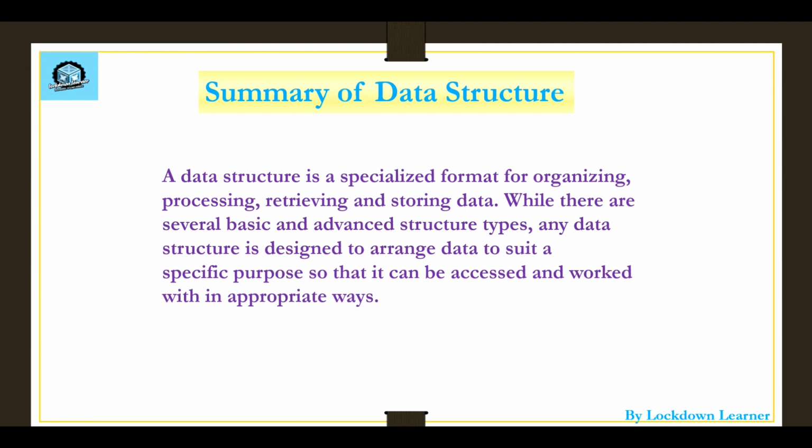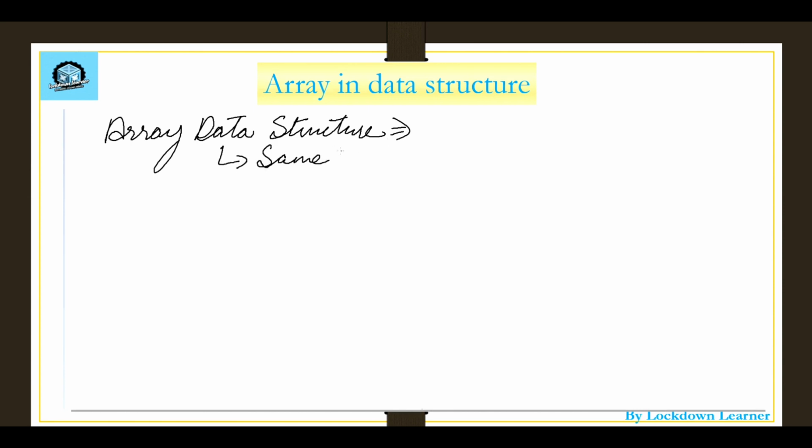Okay guys, let us see the array in data structure. Here we are talking about the array data structure. In an array data structure, as you already know, an array has the same elements, the same type of element. An array's memory is contiguous.